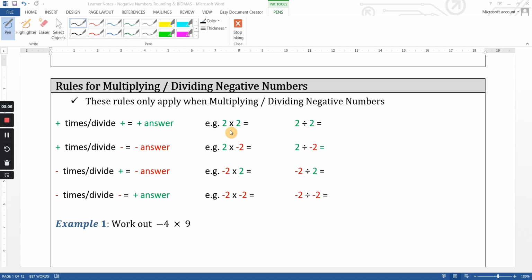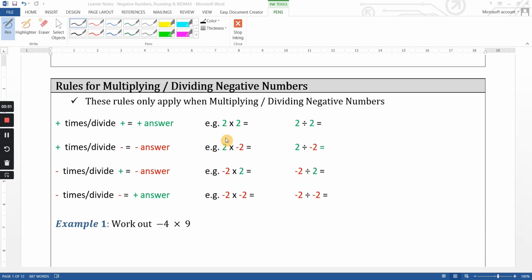Right, so these rules only apply when you're multiplying and dividing, not when you're adding and subtracting. Adding and subtracting is different. You have to use the number line for that. When you're multiplying and dividing numbers, especially negative numbers, you have to use these rules. When you're multiplying or dividing a positive with a positive, you get a positive answer. Positive with a negative, you get a negative answer. Negative with a positive, you get a negative answer. Negative with a negative, you get a positive answer.